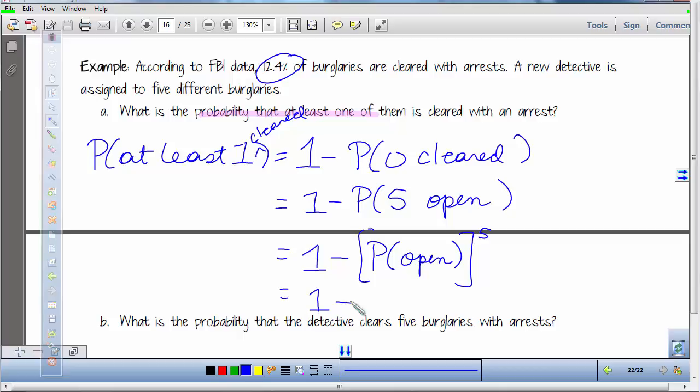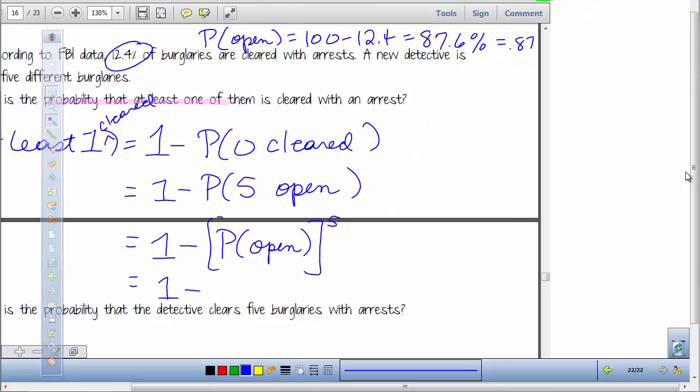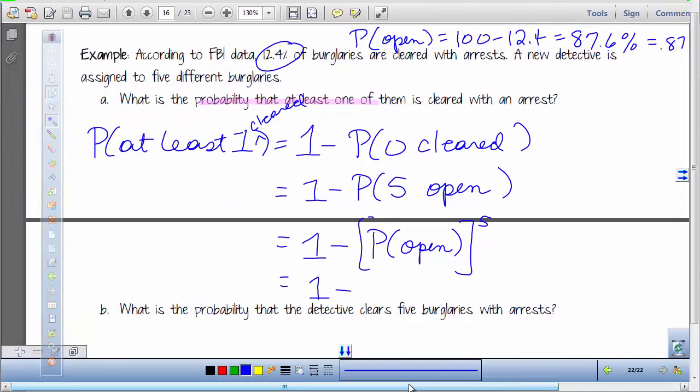The probability of clearing it is 12.4%. So the probability that it's not cleared or still open is 100 minus 12.4, or 87.6%, or 0.876. So we're going to do 1 minus 0.876 to the 5th power.